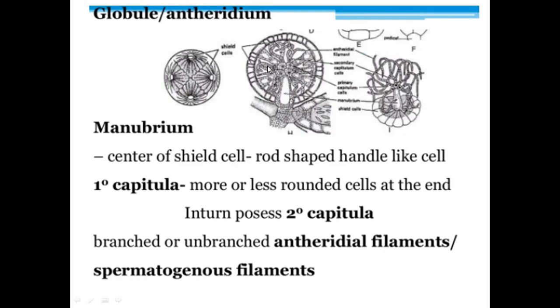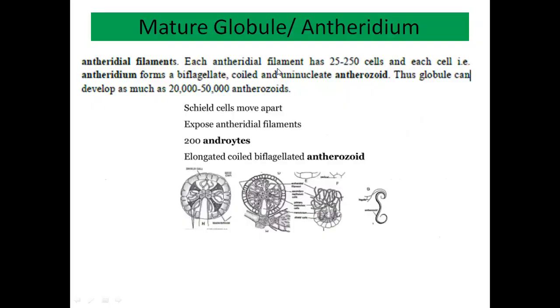And you can also see branched or unbranched antheridial filaments. After the secondary capitula, there are numerous antheridial filaments, and all these filaments contain antheridial cells or antheridium. These antheridial filaments are also known as spermatogenous filaments, and they are seen inside the shield cells. Each antheridial filament has about 250 cells, and each cell is an antheridium.